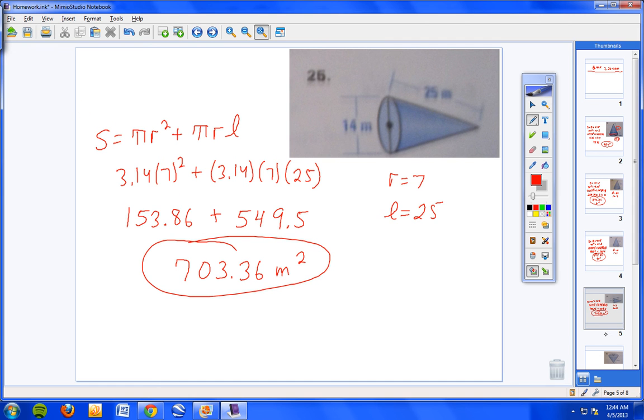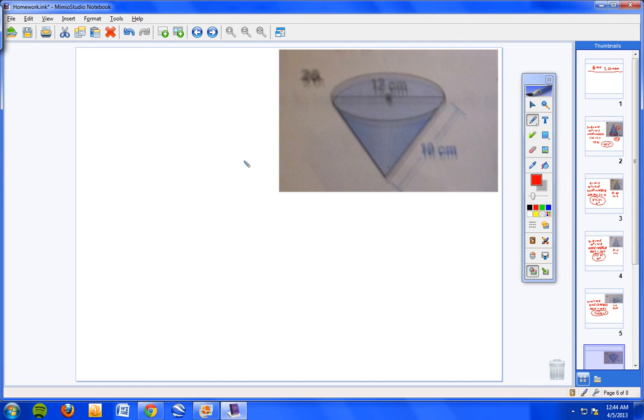Now let me check the answer real quick and make sure that's right. Yes, that is correct. Moving on to the next one, number 26. Notice they do give us the slant height, so that's good. So we do have the slant height, L equals 10. They give us the diameter, so the radius would be 6. Let's go ahead and find the surface area. The surface area would be pi r squared plus pi r l.